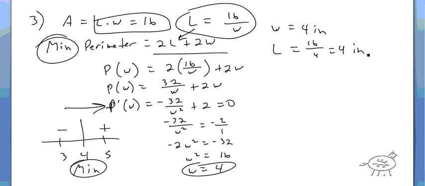All right, and then they ask you what are the dimensions, and they say what is the smallest perimeter. Well, the smallest perimeter is just 4 times 2 for the width plus 4 times 2 for the length, so that's equal to 16 inches for perimeter. Okay, that's not too bad. All right, let's go on to number 5.